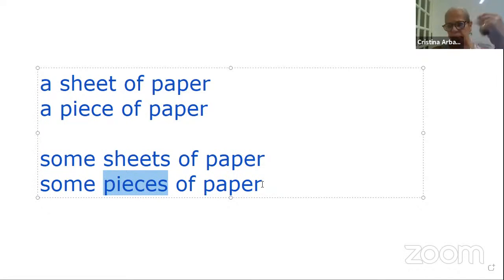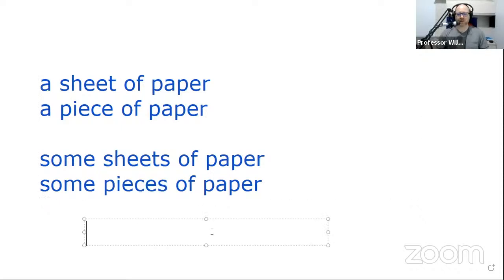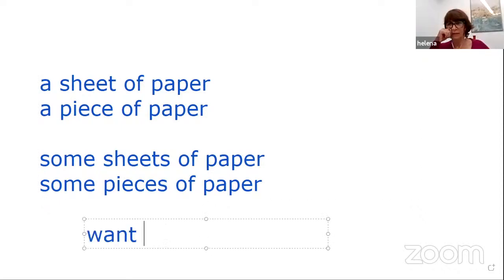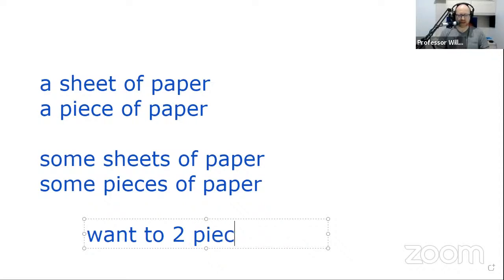I want to know. What is wanna? I wanna eat. What is that? What is wanna? I want to. Verbo. Want to. Okay. Want to. Give me one second, please. So I want to. Two pieces. That's the problem. You can't say I want to two pieces.